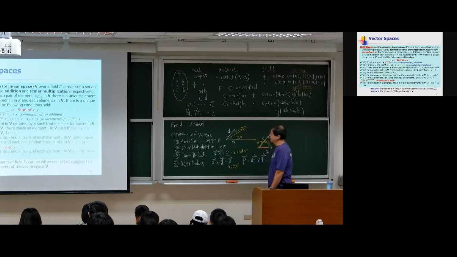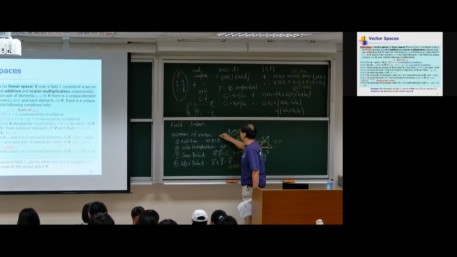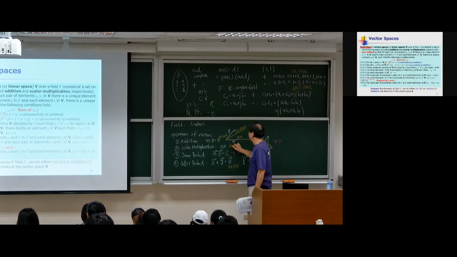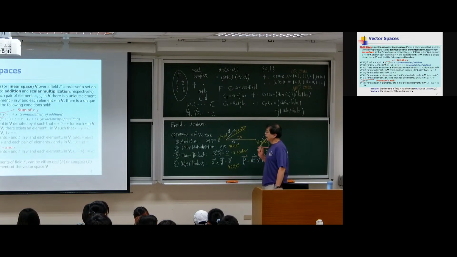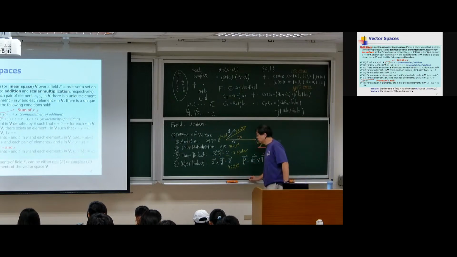So right now we can see that after the operation of addition, we have a vector output. After scalar multiplication, we have a vector output. But after the inner product, we have a scalar output. And after the outer product, we have a vector output.